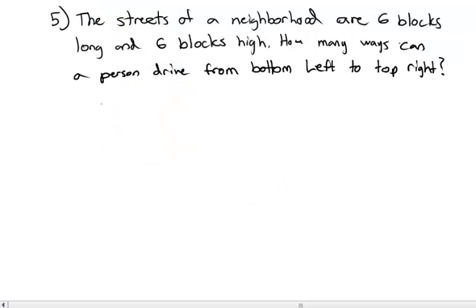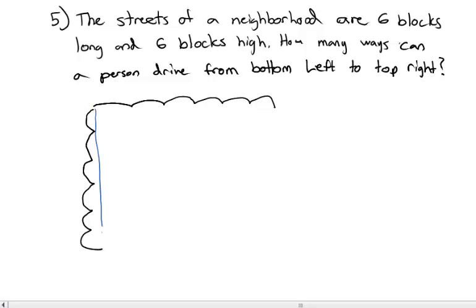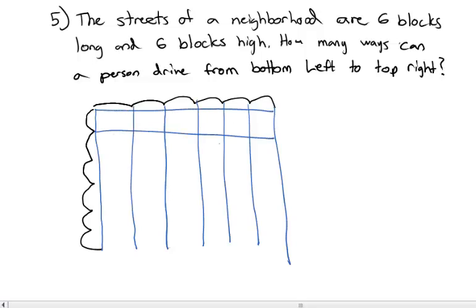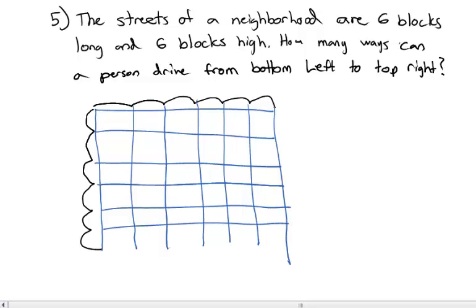So kind of drawing a picture of what's happening. We're 6 blocks long, so that's 1, 2, 3, 4, 5, 6, and we're 6 blocks high. 1, 2, 3, 4, 5, 6. So kind of drawing the grid in here. Not really to scale, but we'll go with it. So it's 6 blocks across, 6 blocks up.